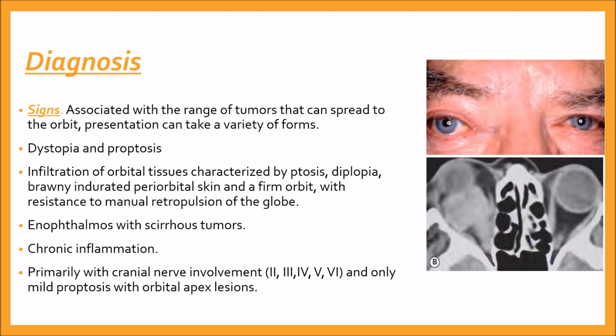Enophthalmos occurs with scirrhous tumors, with chronic inflammation, primarily with cranial nerve involvement of the 2nd, 3rd, 4th, 5th, and 6th, and only mild proptosis with orbital apex lesions.